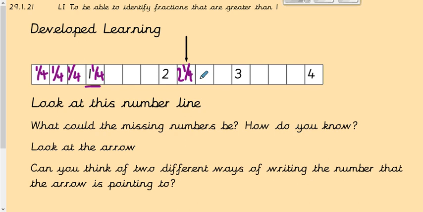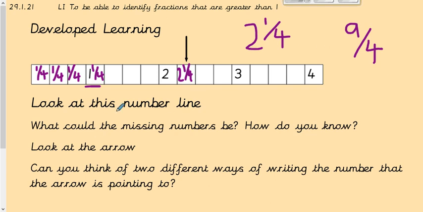Okay, this would be 2 and 2/4, 2 and 3/4. Can you think of 2 different ways of writing the number that the arrow is pointing to? So if these were all quarters and you counted up in them, you could write it as an improper fraction as well, because we've got 1, 2, 3, 4, 5, 6, 7, 8, 9 quarters, because we know that these are broken up into quarters. Okay, so 2 and 1/4 would be our mixed number fraction. And 9/4 would be our improper fraction. Okay.